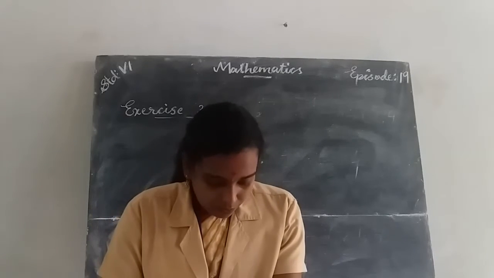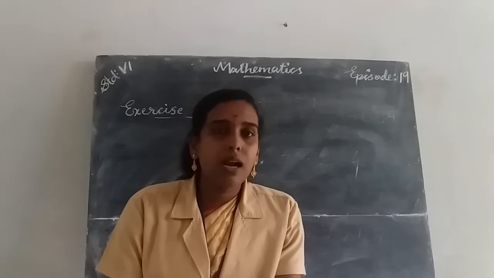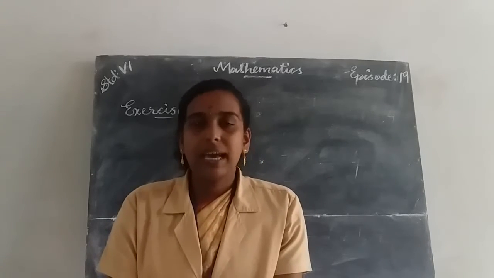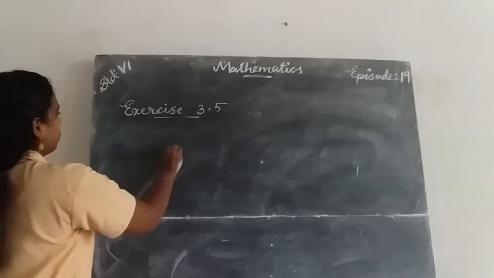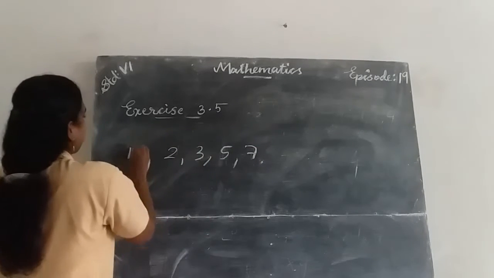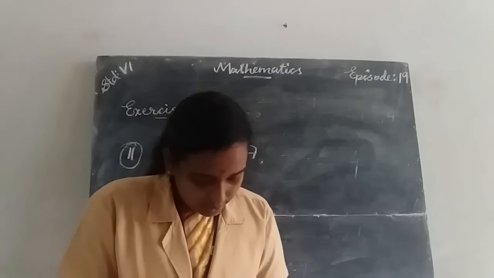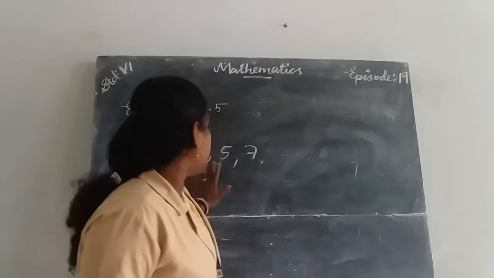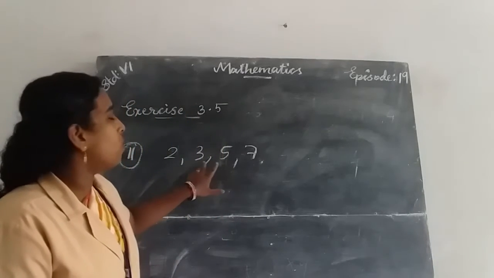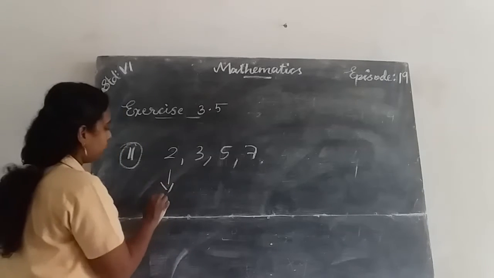So can you find me the smallest 4 prime numbers? Which are the smallest 4 prime numbers? 2, 3, 5 and 7. 2, 3, 5 and 7 are the smallest 4 prime numbers. Prime numbers means these numbers have only 2 factors, okay? Because factors of 2 are 1 and 2.